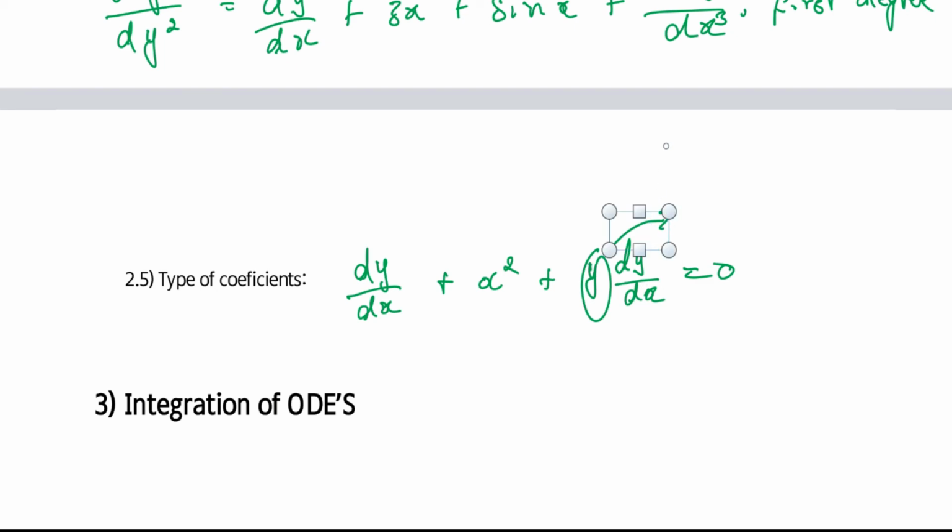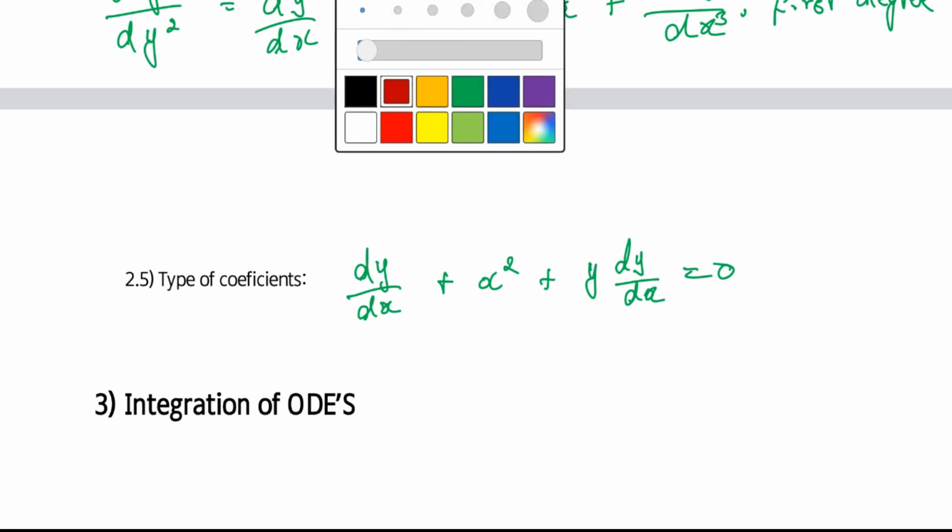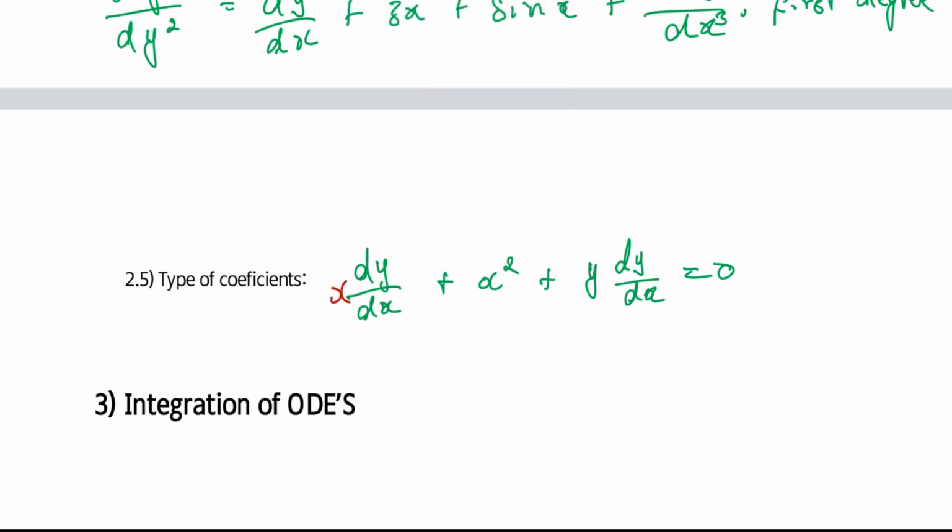Even if it's multiplied by x, you are saying it's a variable coefficient. If it was x here, you could say this is still a variable coefficient. But if you had something like dy over dx plus x squared plus d squared y over dx squared is equal to 0, you are saying this is a constant coefficient, because here you have 1 and here you have 1.